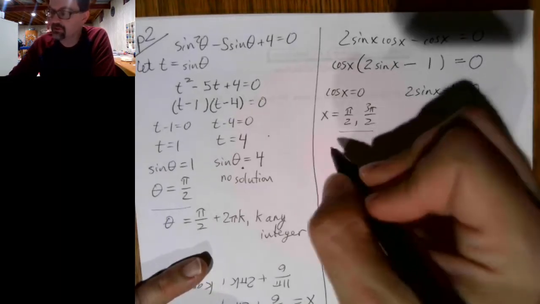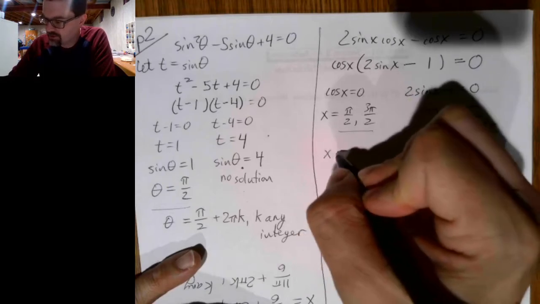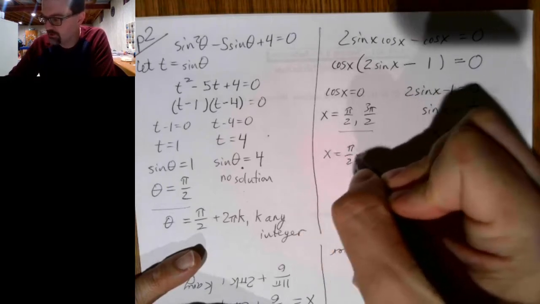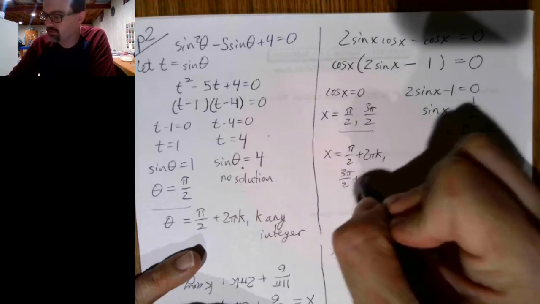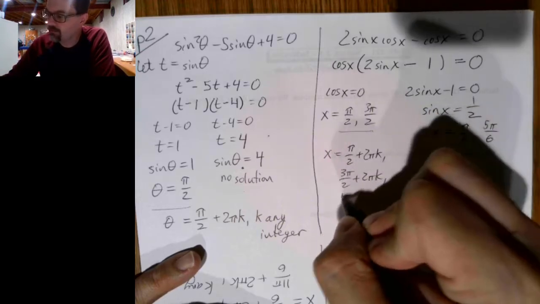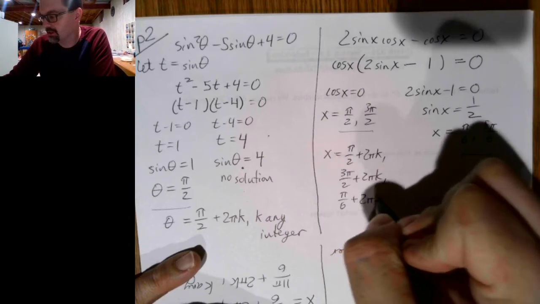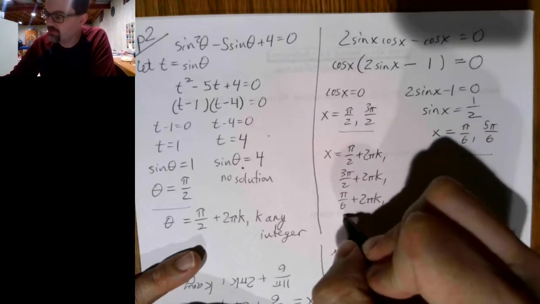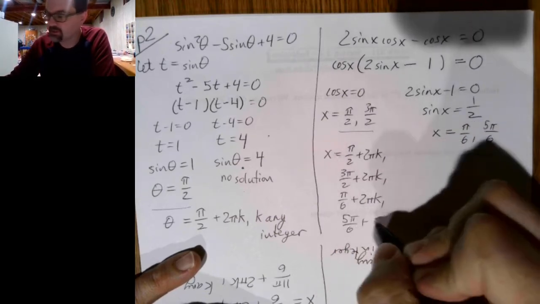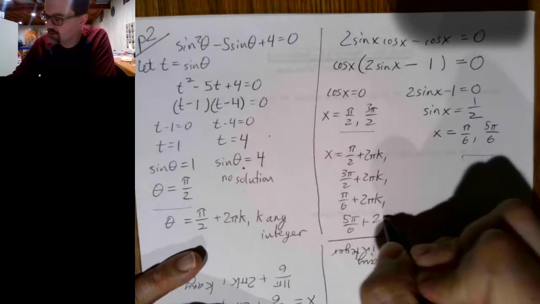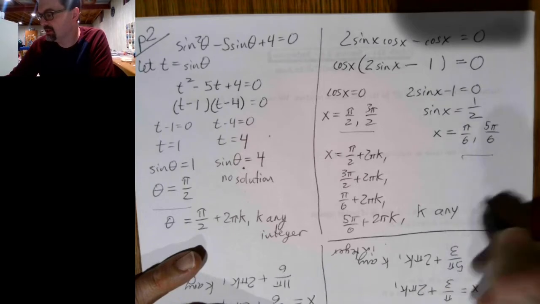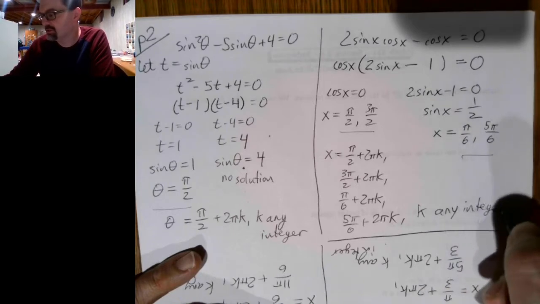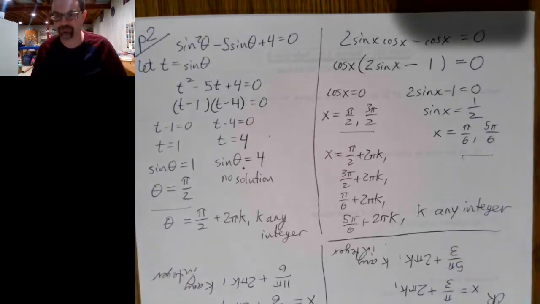So to write all the solutions for this equation, it's these 4 guys plus anything that's coterminal with them, which makes it a little long to write the solution, but here we go. Pi over 2 plus 2 pi k. 3 pi over 2 plus 2 pi k. Pi over 6 plus 2 pi k. 5 pi over 6 plus 2 pi k, where like before, k is any integer.